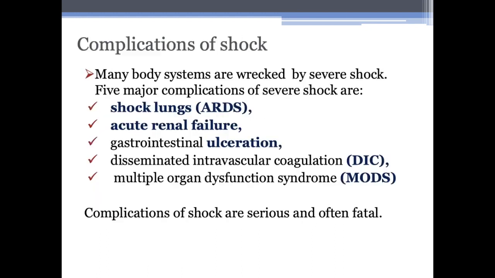So which organs are mostly involved in severe shock? Usually there are five major complications. The first is development of shock lungs, or acute respiratory distress syndrome; involvement of the kidney, and we know this is the shock kidney, with development of acute renal failure; damage of the gastrointestinal tract, usually both stomach and intestine, with gastrointestinal ulceration; and DIC and MODS when we discuss the next two.